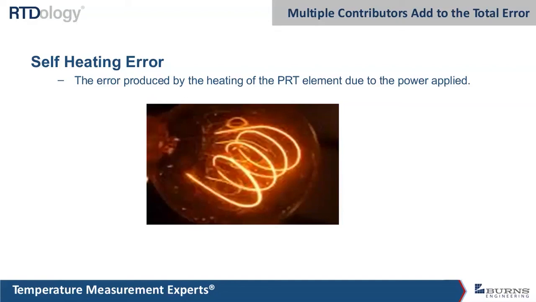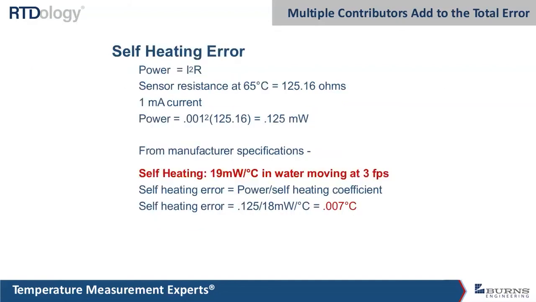So the error source with this, in our example here, we just use the simple equation: the power is the current squared times the resistance. And I've used 65 degrees C again, and we crunch through all the numbers, and we end up with 0.007. So again, pretty small number, and this is just with 1 milliamp of current. If you had 2 milliamps, that's going to be twice that number.